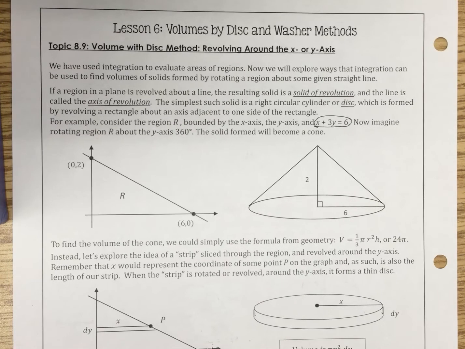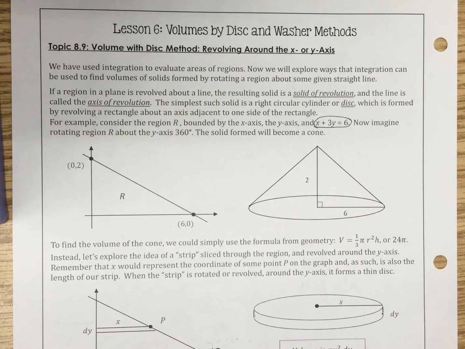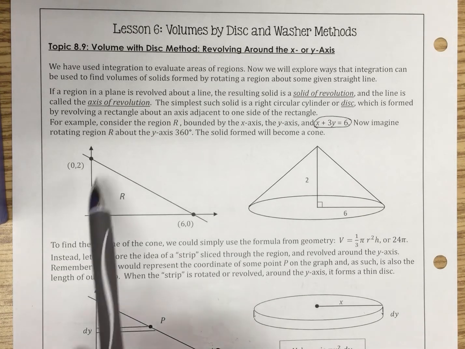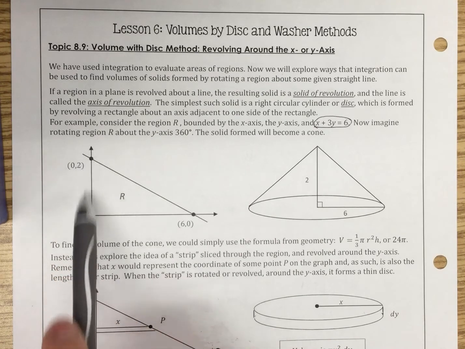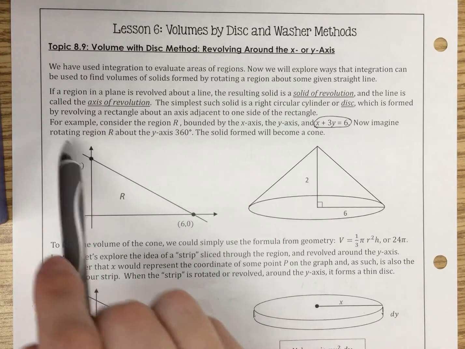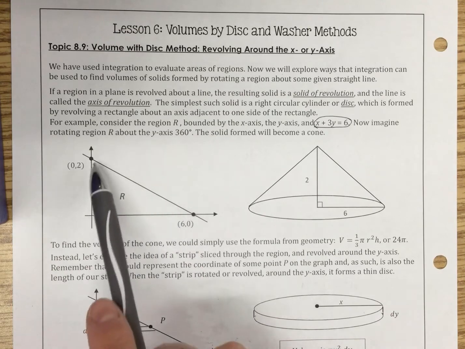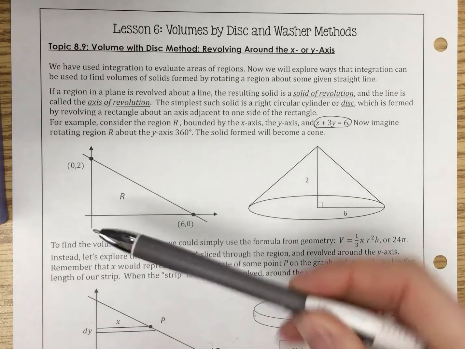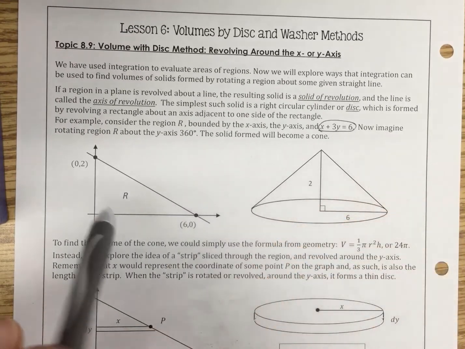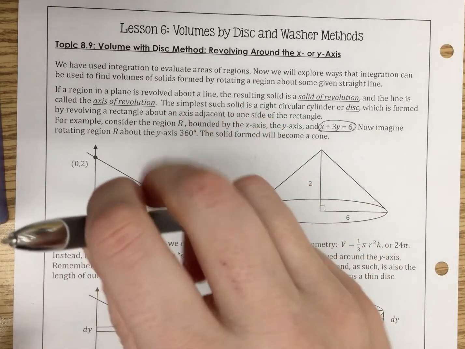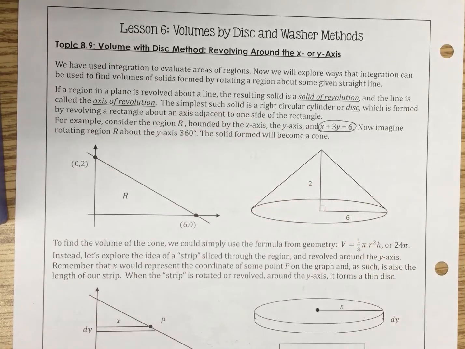All right, so we have volume by disk, and you guys watched the animation on the video I linked, I hope. So hopefully that will be helpful as you try to visualize these problems. The idea is that we take a region here, bounded by the y-axis, the x-axis, and the line x plus 3y equals 6. We take this triangular region and spin it around the y-axis, 360 degrees. And we're going to end up with actually a three-dimensional cone.